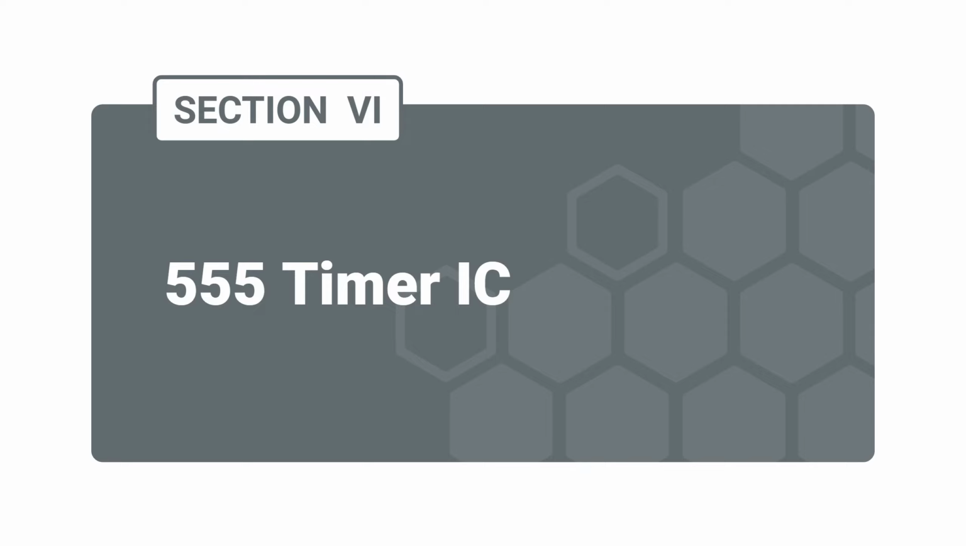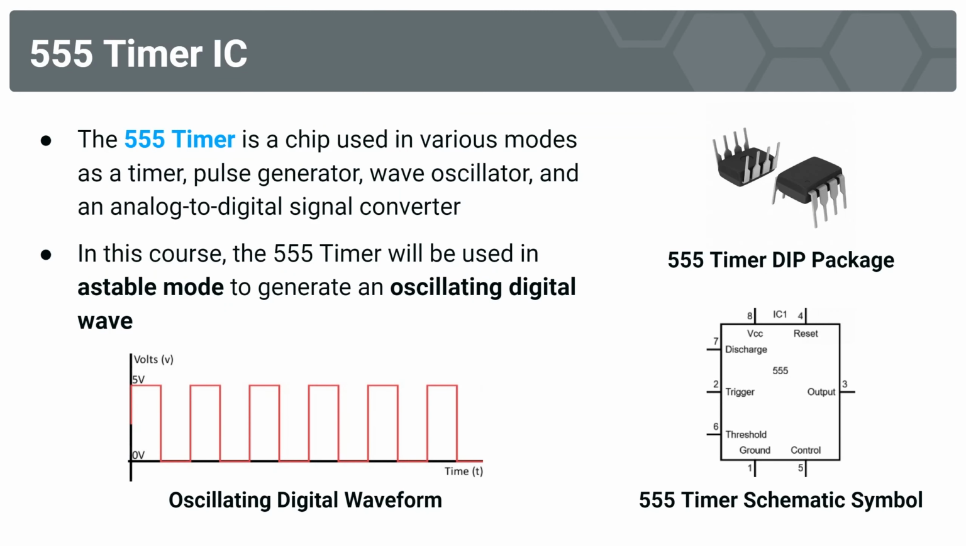Now that we've briefly discussed integrated circuits, let's talk about a specific chip, the 555 timer IC. Now, the 555 timer is a chip that's used as a timer, a pulse generator, wave oscillator, and an analog to digital signal converter. You're not expected to know all of these use cases yet, but just understand generally that the 555 timer is capable of generating different waveforms. On the right, you'll see what the DIP package looks like, which we'll use in this course. And you'll also see what a schematic symbol for the 555 timer looks like.